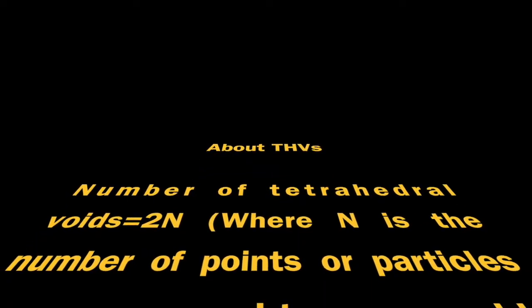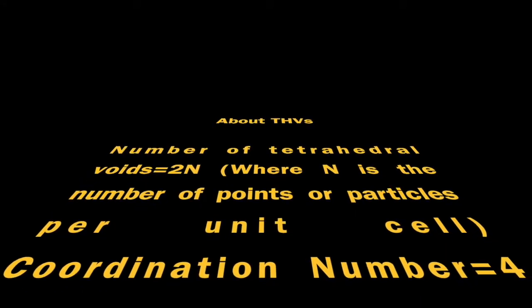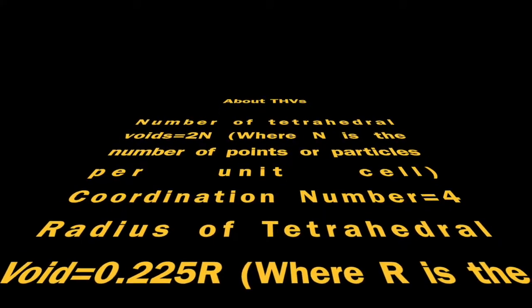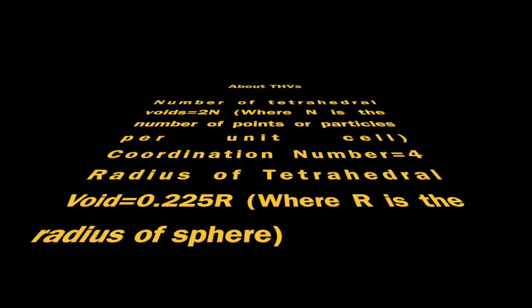These T's are tetrahedral voids. Why they are known as tetrahedral voids? Because when we place one sphere above the three spheres, we will obtain a tetrahedron.